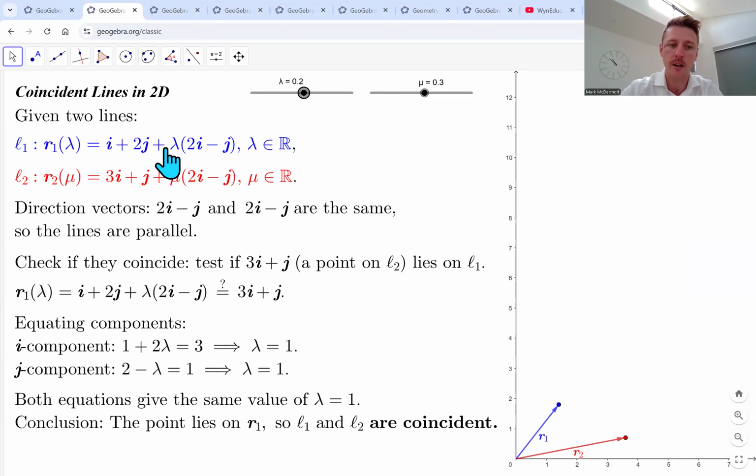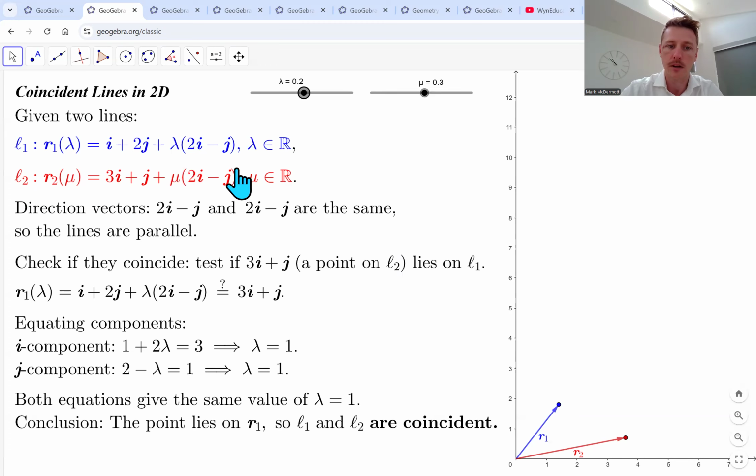Now, just remembering this part here is kind of the direction vector. That's telling you the direction in which your vector is traveling, and then this is a point that's on the line, and lambda is obviously a real number. Similarly, we've got line 2 in red, which is r2 of mu, which equals 3i plus j plus mu multiplied by (2i minus j), where mu is a real number.